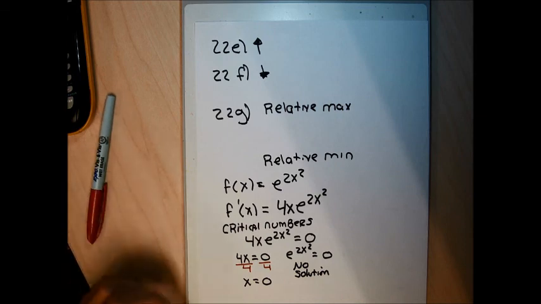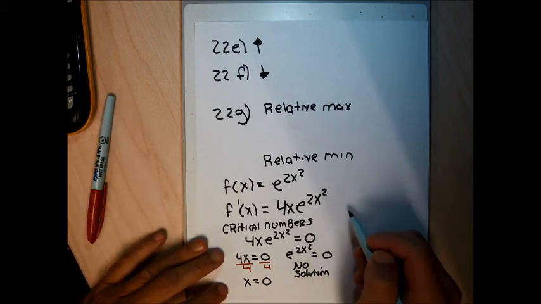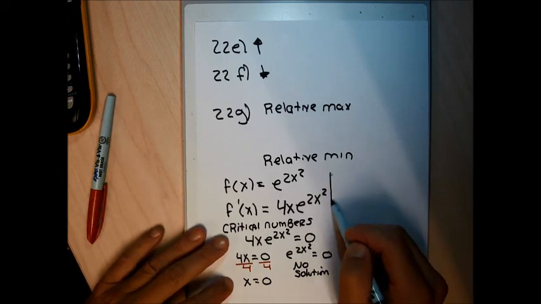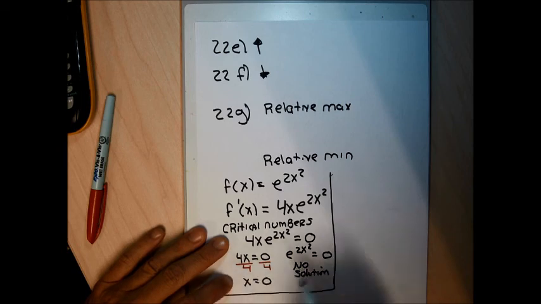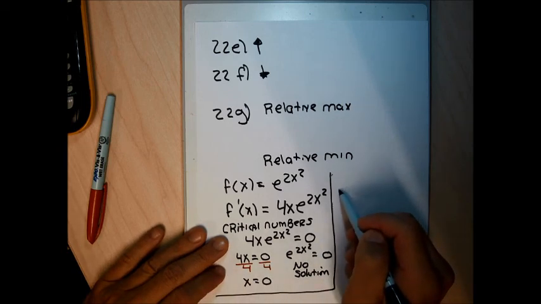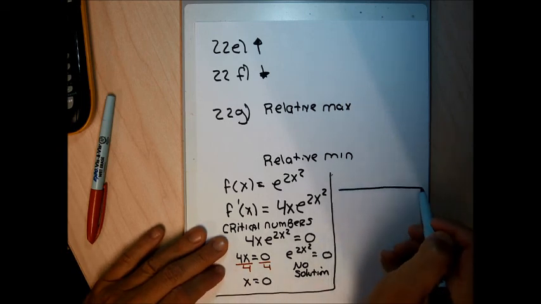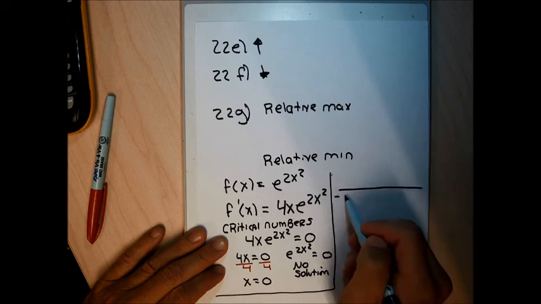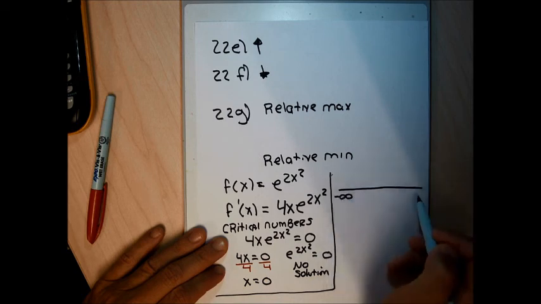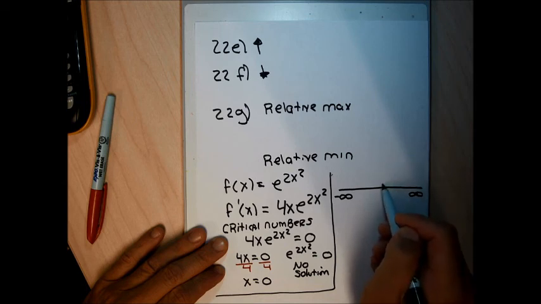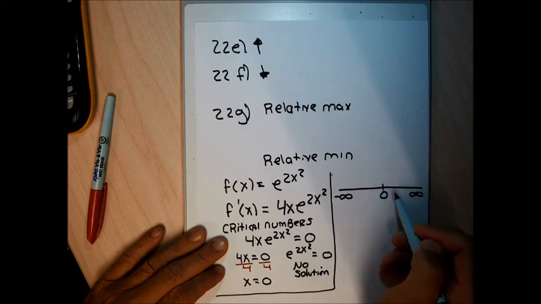So the only critical number that I get is 0, and when I go to do my number line work for the maximums, minimums, increasing and decreasing, I'll create a number line. On the far left edge of the number line, I put negative infinity. On the far right edge, I put positive infinity. Between the infinities, I put 0.